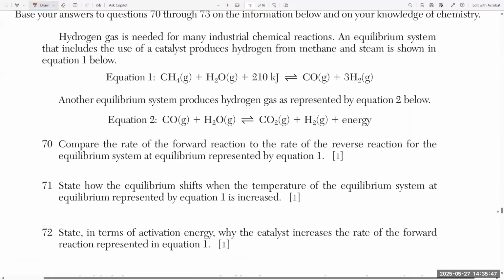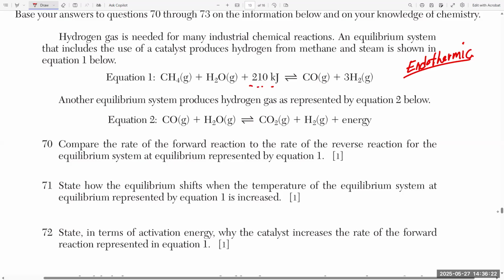Hydrogen gas is needed for many industrial chemical reactions. An equilibrium system that includes the use of catalysts produces hydrogen from methane and steam as shown in the equation below. This looks overly complicated. So again, don't panic, just take a look at it. Another equilibrium. If you look at this equation, I notice a couple of things. I see an energy on the reactant side. So what does that mean? That means energy is a reactant. That means it's an endothermic reaction, right?